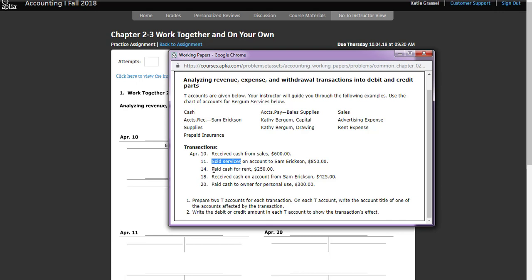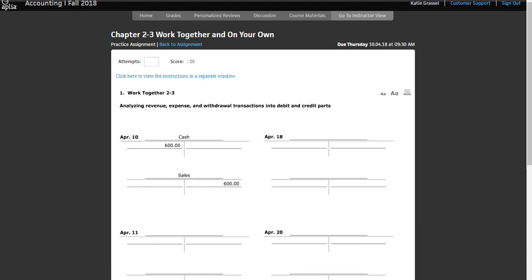What's another word for sold? Sales. Do you see that? It's just a different tense. Sold is past tense. Sales is kind of like your present tense. So the other account that we're going to be using with that one, Caitlin, is going to be sales. Okay. So which account do you want to analyze first? Sales or accounts receivable Sam Erickson, Caitlin? You pick one. It doesn't matter.